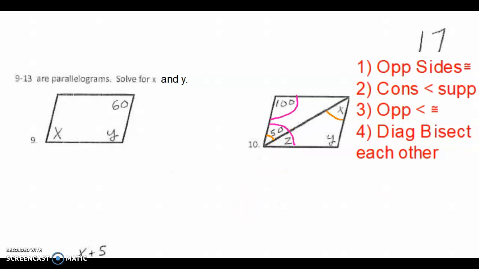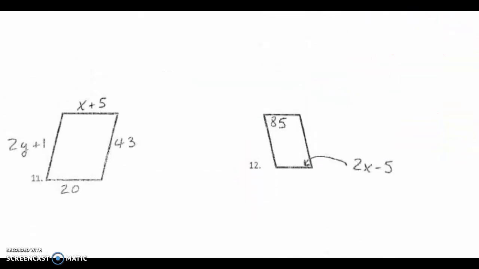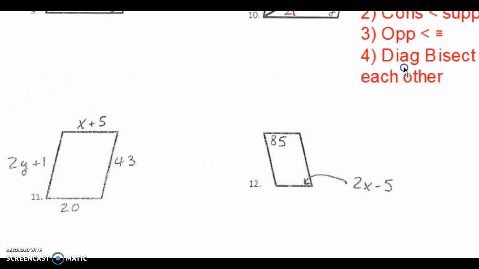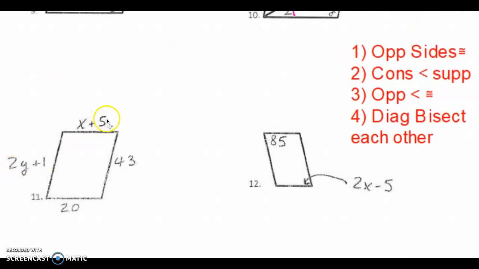All right, let's go down here. And let me pull this guy down so that you guys can see it in the picture. We know that this is property number 1, opposite sides are equal. And for y, again, opposite sides are equal. We look at problem 12 and we know that these opposite angles, property 3, are congruent. So set them equal to each other and solve for x.